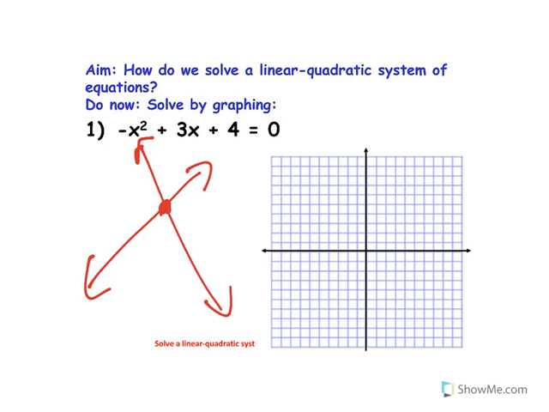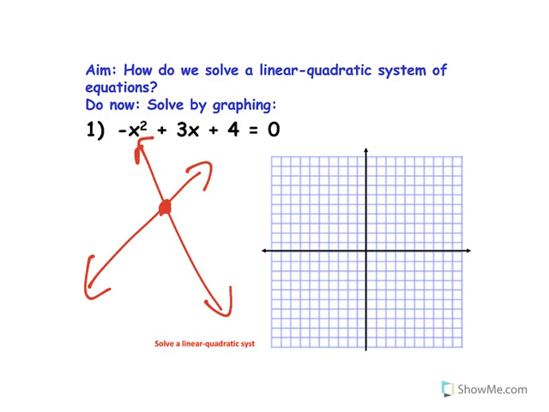And we said the unique thing about the point of intersection was that it would be the solution to both equations. Each equation on its own had infinite solutions, but the point of intersection is the only ordered pair that would satisfy both equations. And we call that the solution.